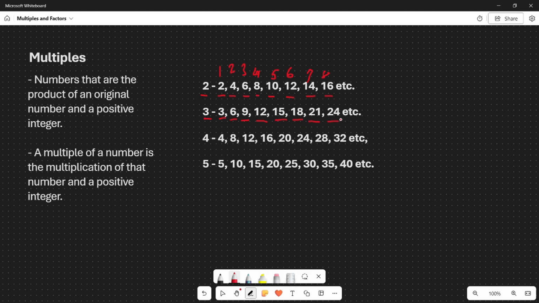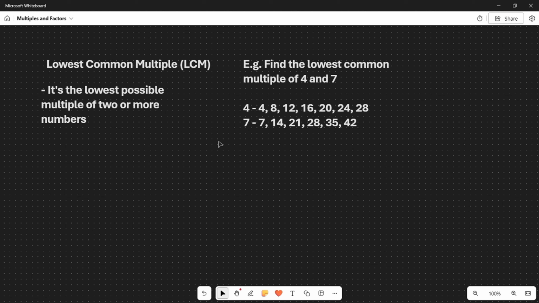With that being said, we then go on to the next concept, which is the lowest common multiple. The lowest common multiple is the lowest possible common multiple of two or more numbers. An example can be given with finding the lowest common multiple of 4 and 7. There are actually two methods to this. The first method is by stating out multiples of the two numbers.